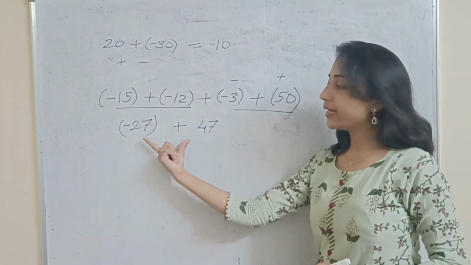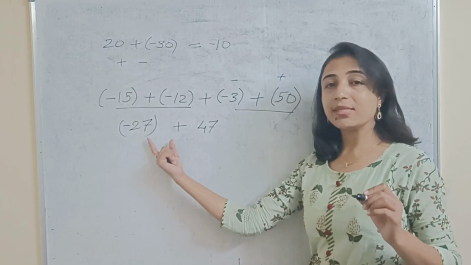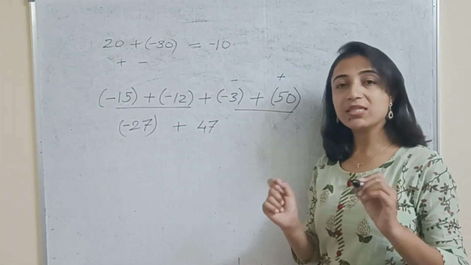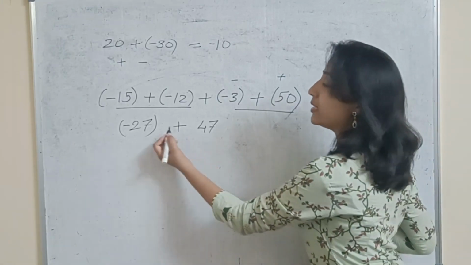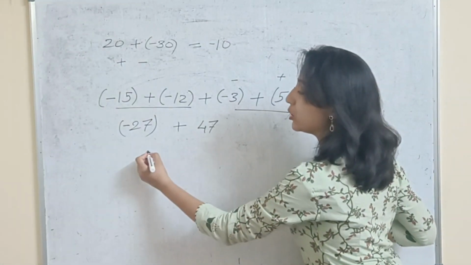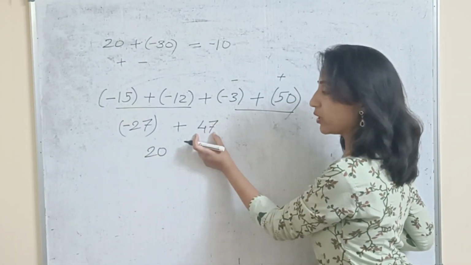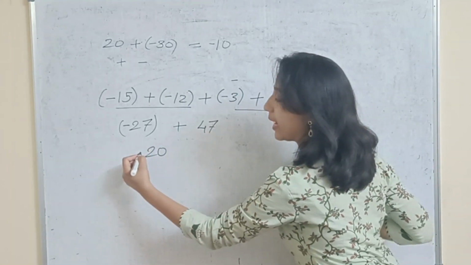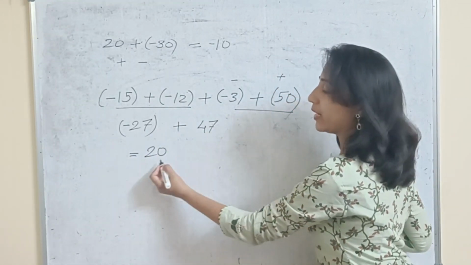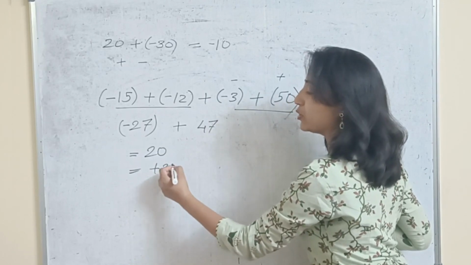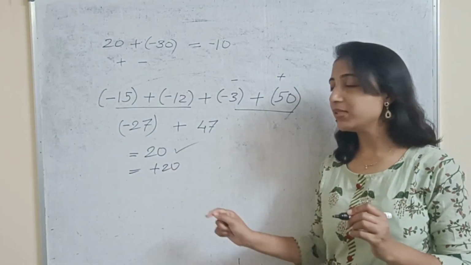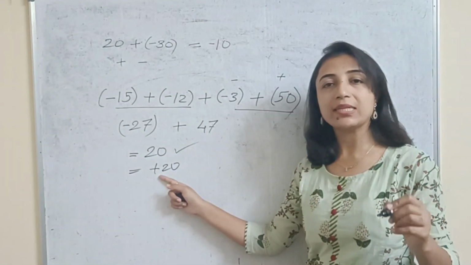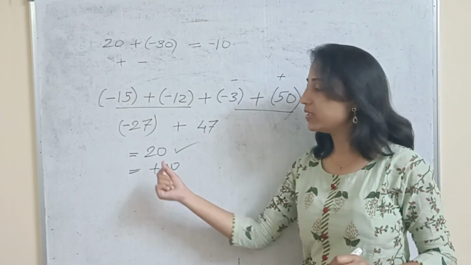Now after that, solve this pair again. It is minus plus, different, which means we have to do the subtraction. So the subtraction of these numbers is 20, and the bigger number is 47, which is positive. So here the answer is plus 20. You can write either 20 or plus 20, both are the same. In mathematics we do not write the plus symbol if the result is positive, so we simply write 20.